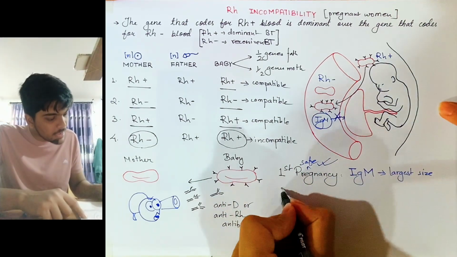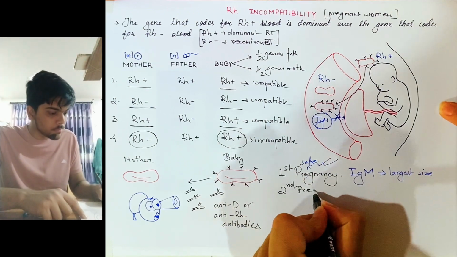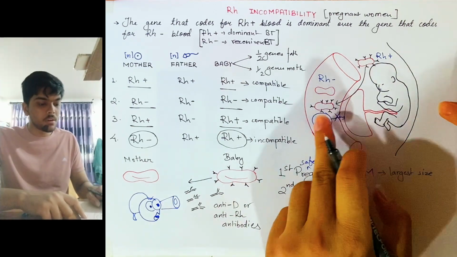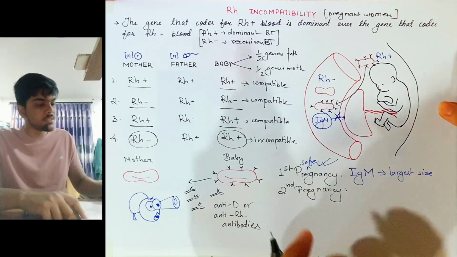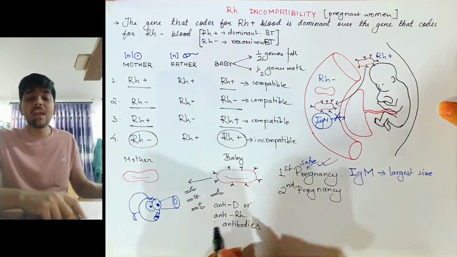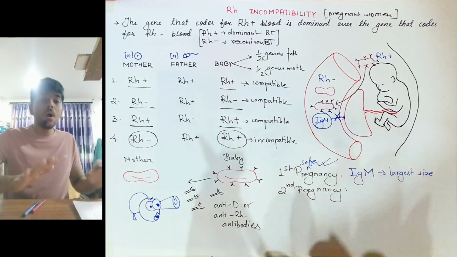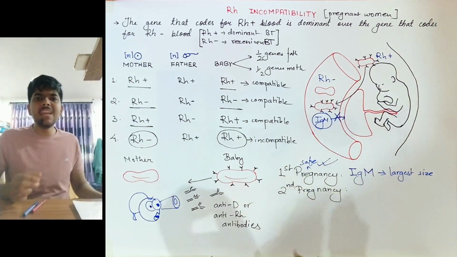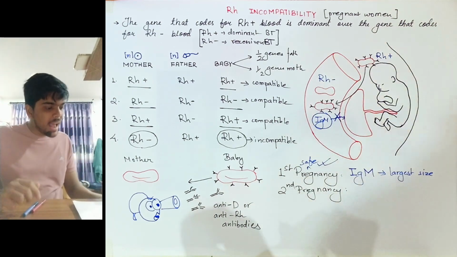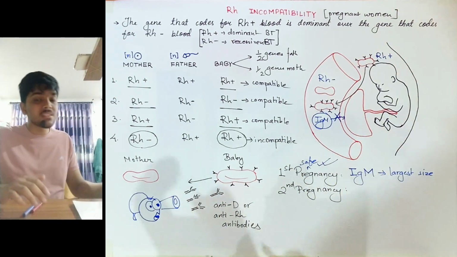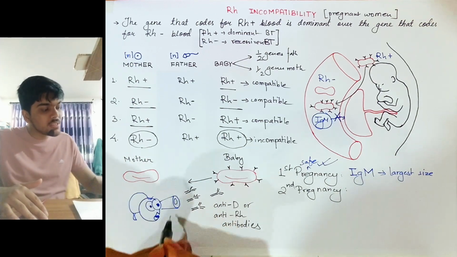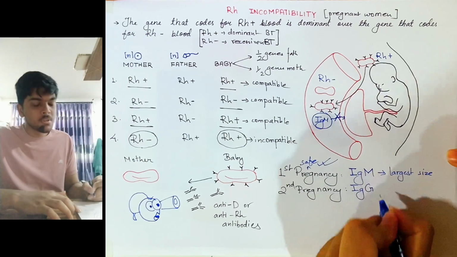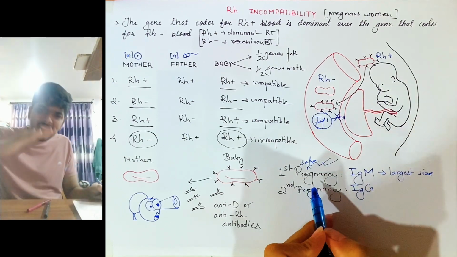However, second pregnancy onwards, the body of the mother now knows these Rh antigens, and the body of the mother is now prepared to fight these Rh antigens by shooting even more dangerous missiles. And these even more dangerous missiles that are shot by the immune system of the mother are called immunoglobulin G.